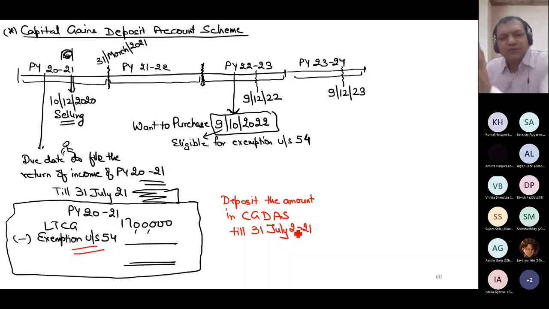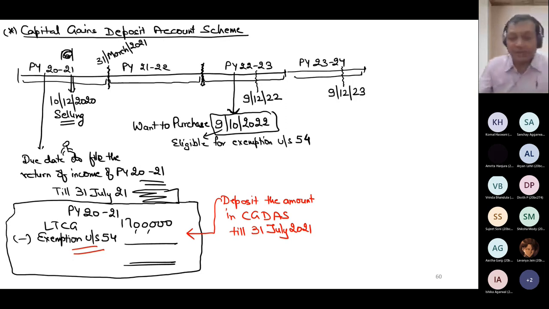On the basis of deposit only, though you have not actually purchased or constructed, you will get the exemption under section 54 in the same previous year 2020-21. This is the benefit of the capital gain deposit account scheme.